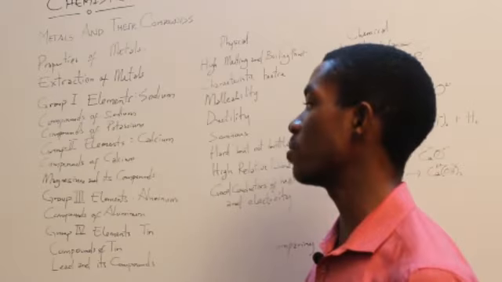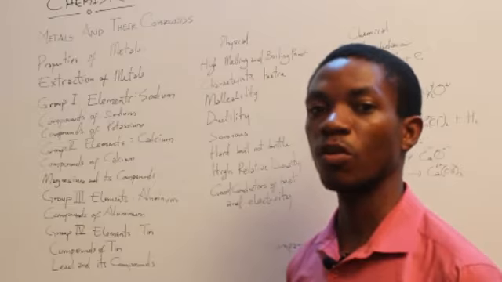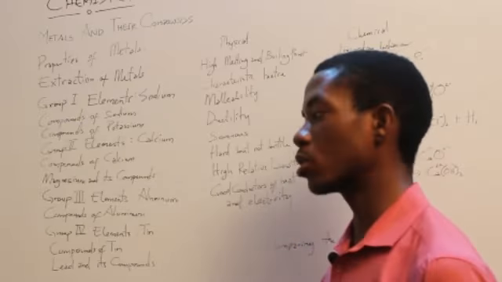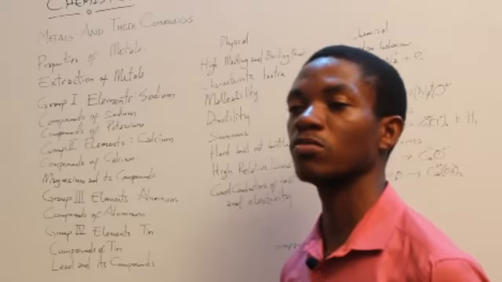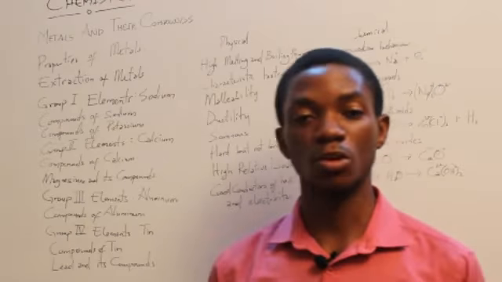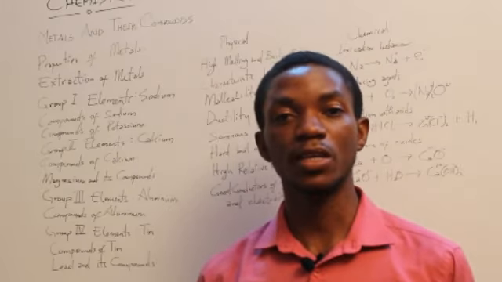Then we'll go to group 3 elements where we'll talk about aluminium and the compounds of aluminium. We'll then talk about group 4 elements where we'll talk about tin and compounds of tin, as well as lead and its compounds. So let's begin.